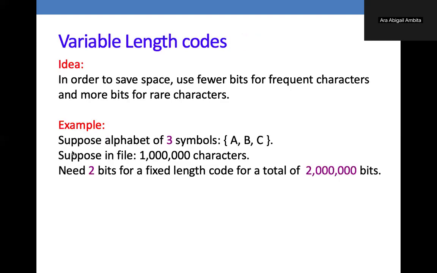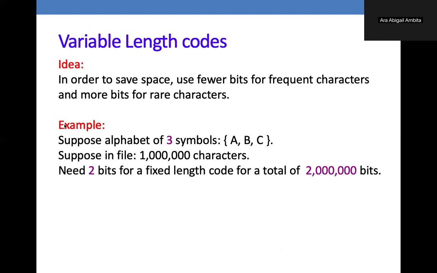So instead of having a fixed length code, one way to decrease the space usage in bits would be to use variable length code. So the idea here is that in order for us to save space, we use fewer bits for frequent characters and more bits for rare characters. For example, if A is occurring a lot of times, more than B and then C, then A should have a shorter bit representation.